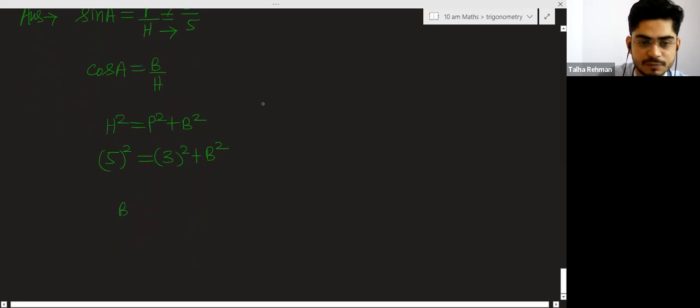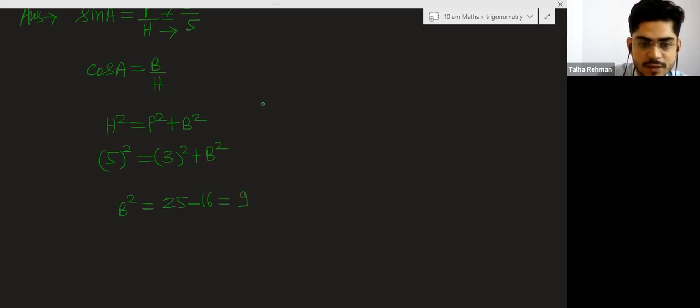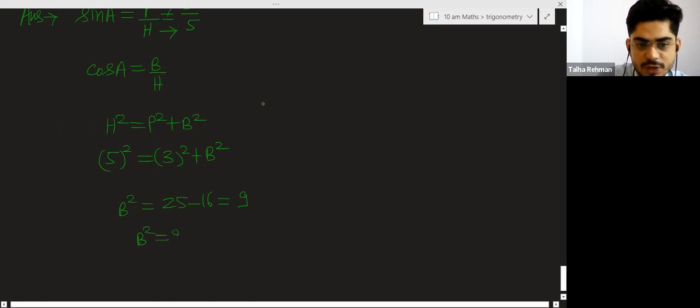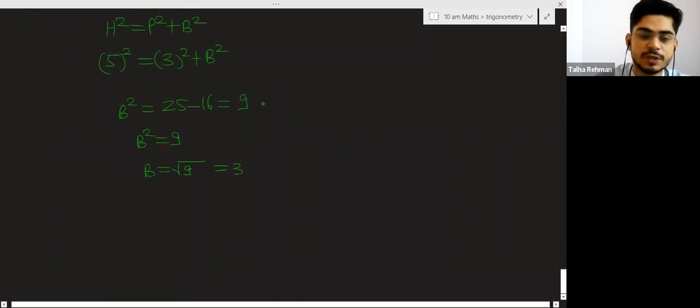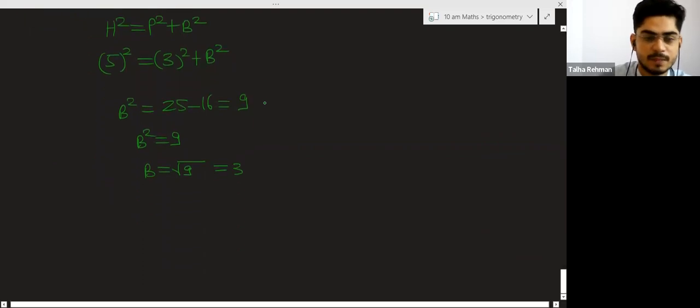This will become 25, this will become 16, this will become 9. And b square is equal to 9, so b is equal to root 9, and you will get b is equal to 3. So the base is 3. Now you can find cos A. This time cos A is base divided by hypotenuse. Base is 3 and hypotenuse is 5.